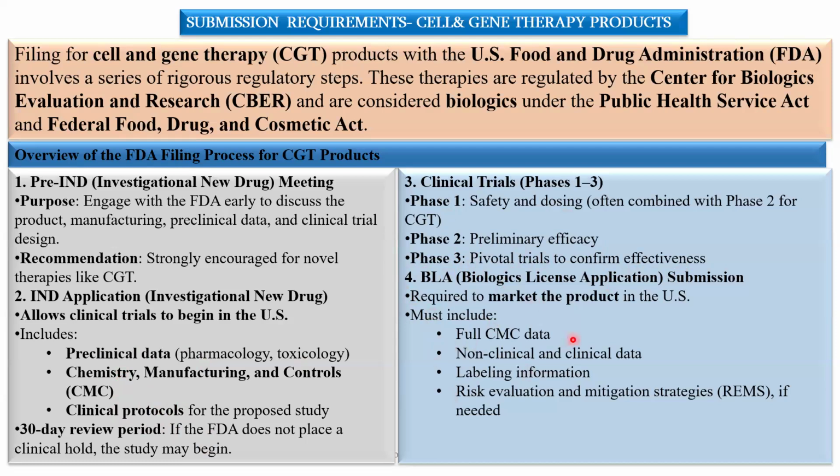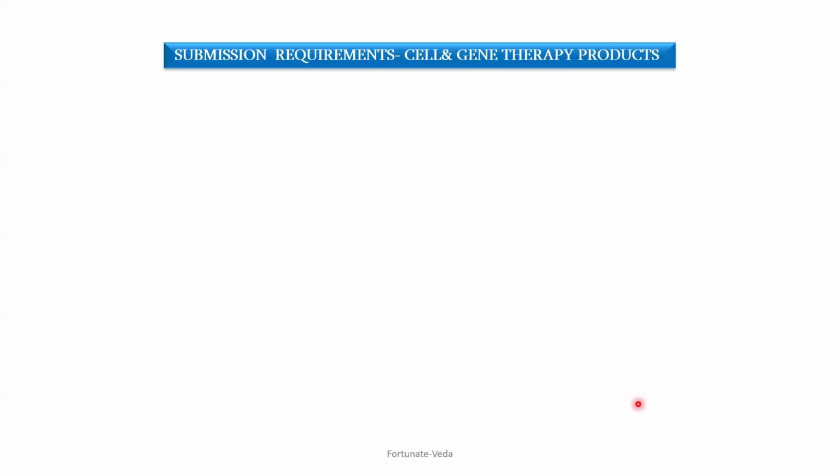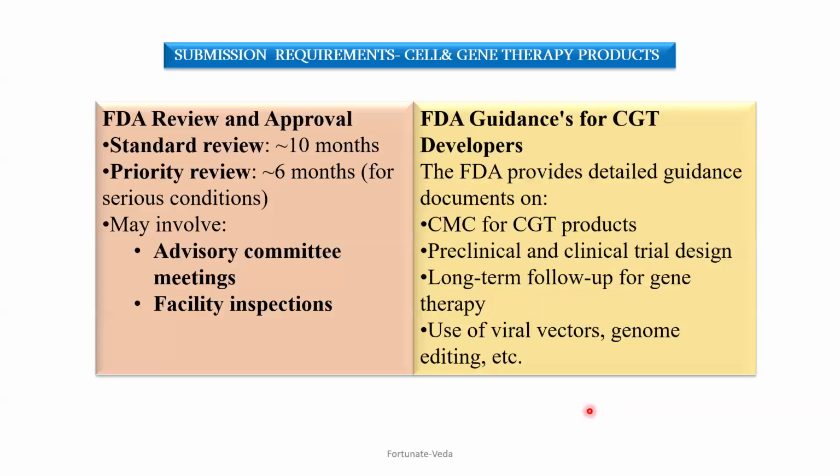So the full CMC data, what is required, non-clinical data, clinical data, labeling information, and risk evaluation and mitigation strategies will also be covered here. Then the review process and approvals: standard review will take 10 months and priority review will take 6 months. The advisory committee meetings and facility inspections remain the same. How we do it for biologics, biosimilars and vaccines, the process remains the same.